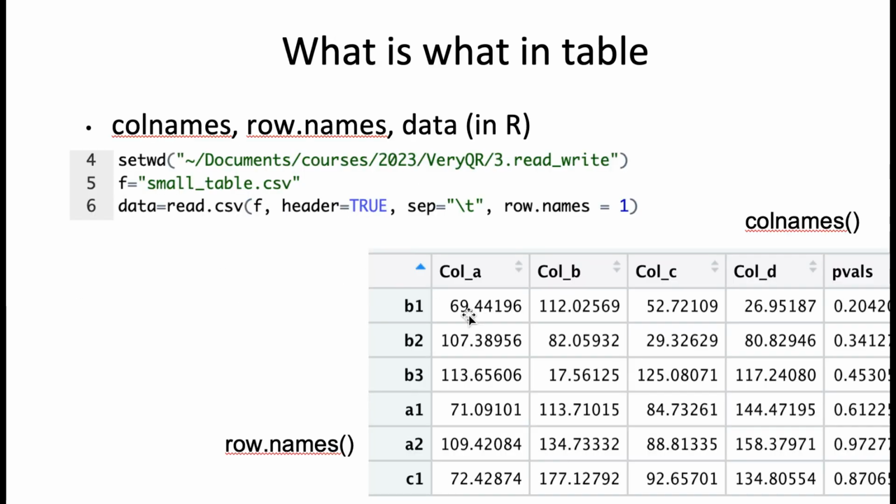In R, all tables look like this, so there is a gray area for row names and column names, and this area of data should be clean, should be dedicated only to the data values, although in some cases it is not the case.